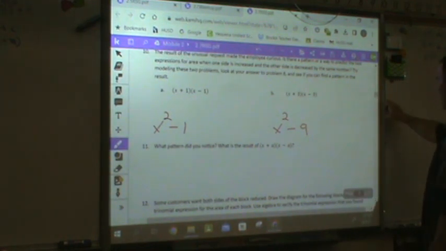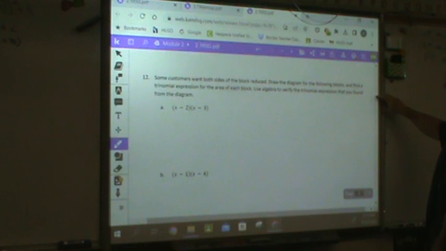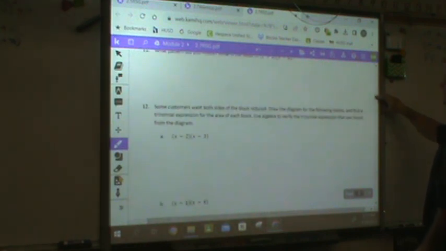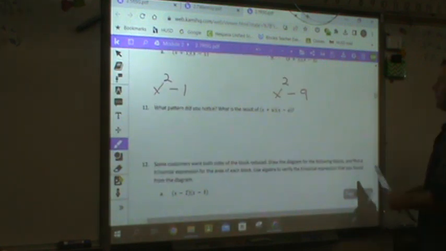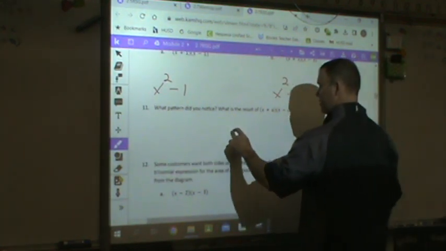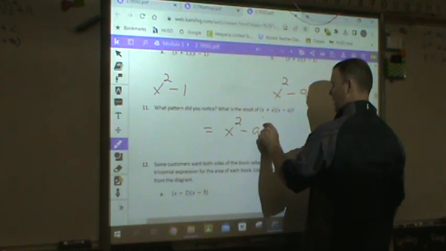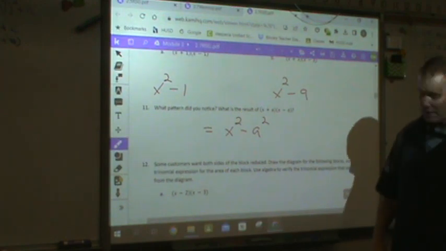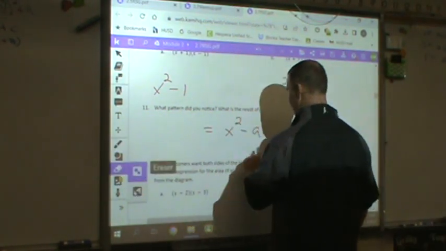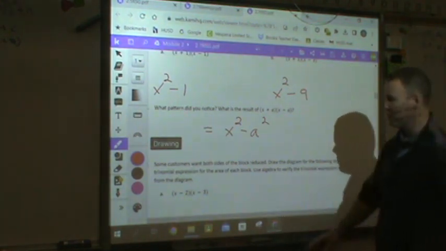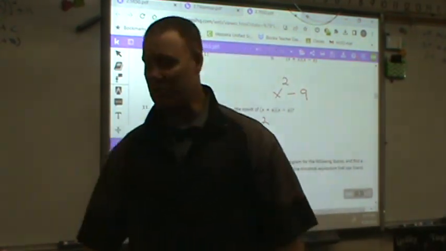All right, and then question 11, where we're going to finish up. It says, what pattern do you notice? Basically, I really don't like examples with letters, but what we notice here is that this is equal to x squared minus a squared. That's not 9 squared, that's a squared. That's a horrible looking a. That's essentially what that is. So there's the first half of this. Ask questions if you need to.